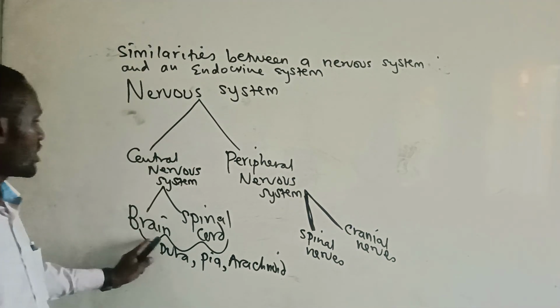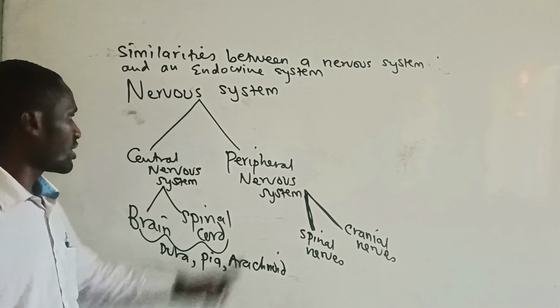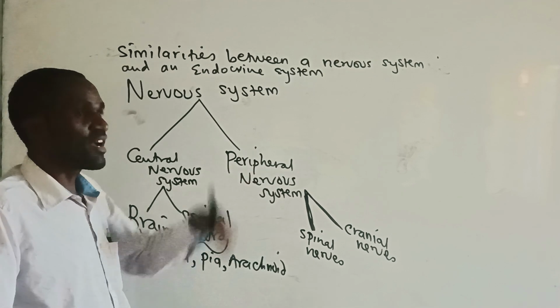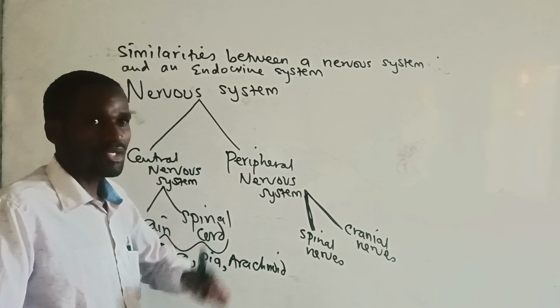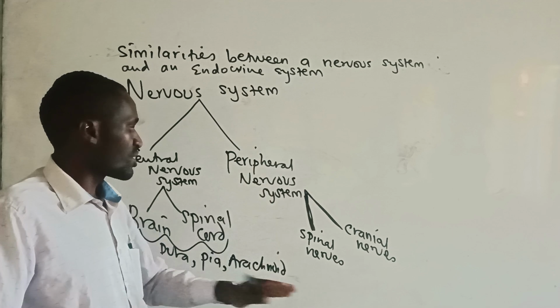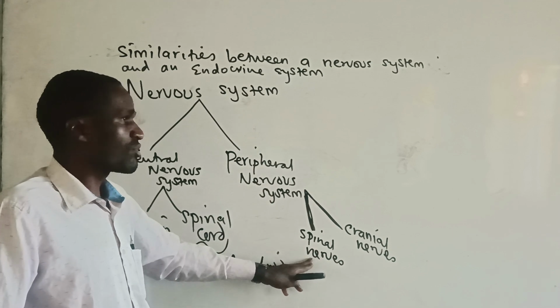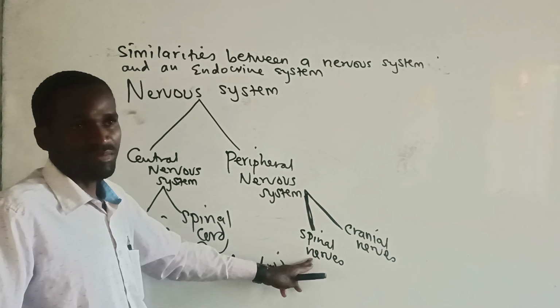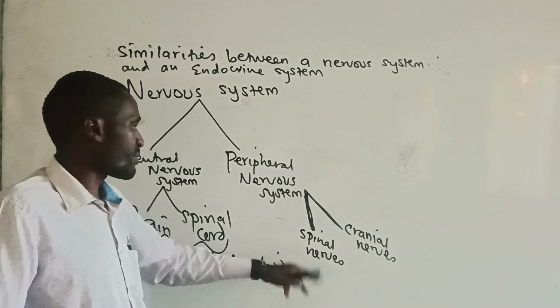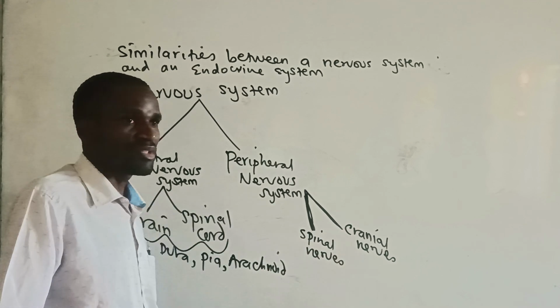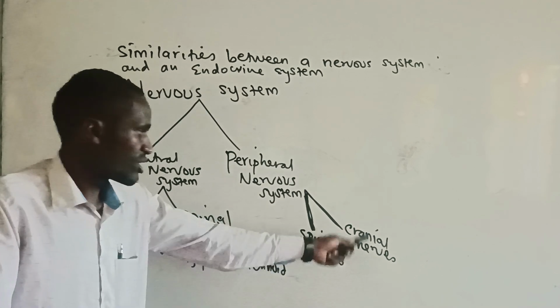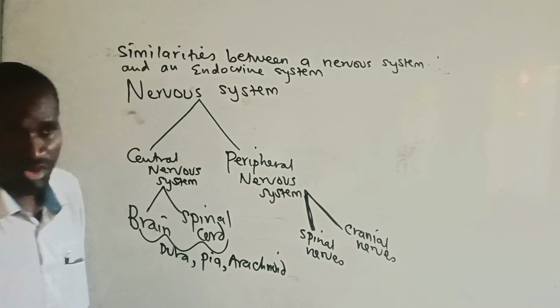It consists of the brain and the spinal cord. The peripheral nervous system consists of what we call the nerves or the neurons that can carry the messages. They can either be found in the lower part of the body, just below the head and the neck, called the spinal nerves, or the cranial nerves found in the neck and head region, which are 12 pairs of nerves.